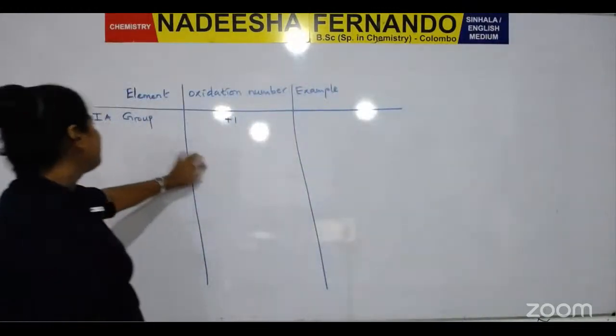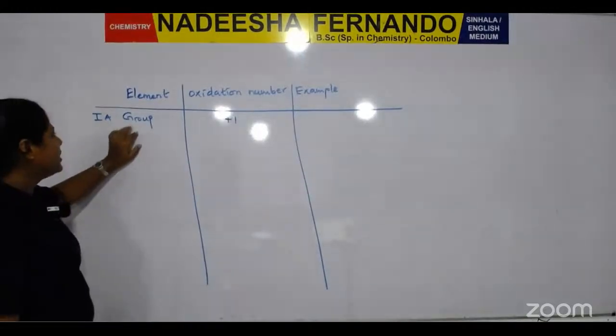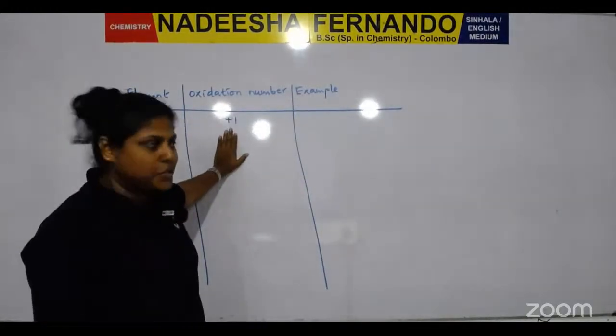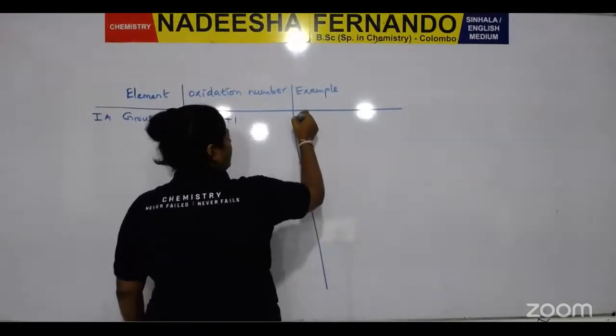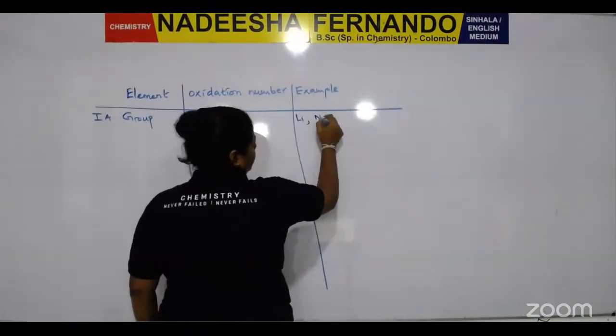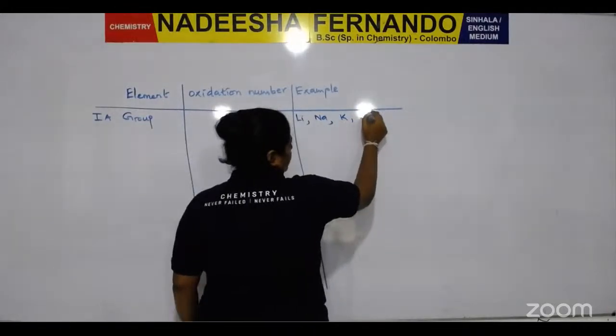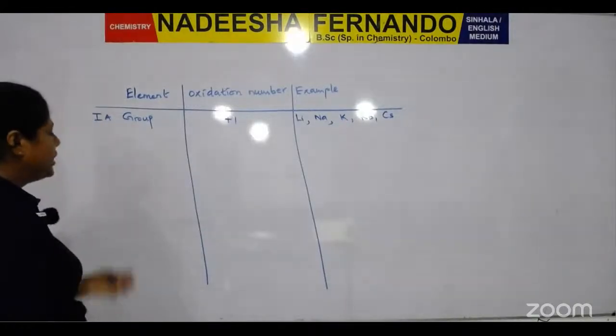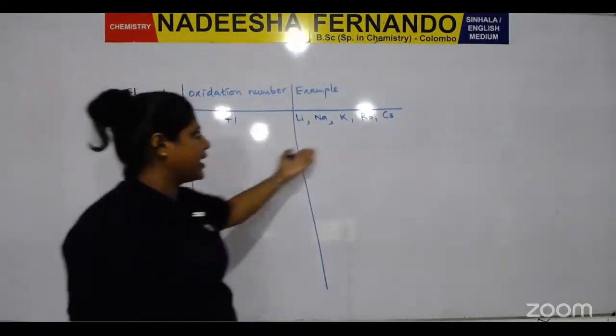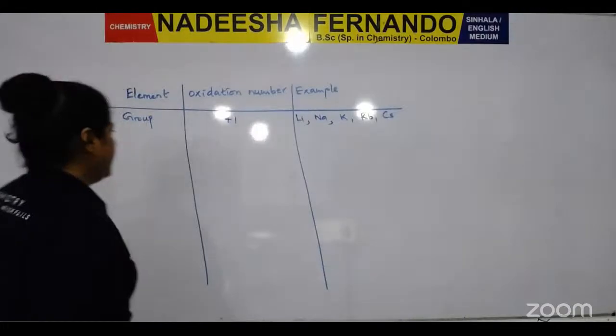Right. Look at the board. Group 1 elements: the oxidation number is plus 1. Example: the elements belonging to group 1, lithium, sodium, potassium, rubidium, cesium. When they form compounds, they always have a plus 1 oxidation number.